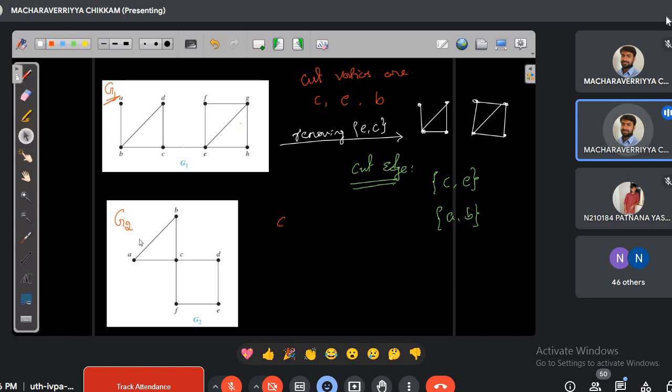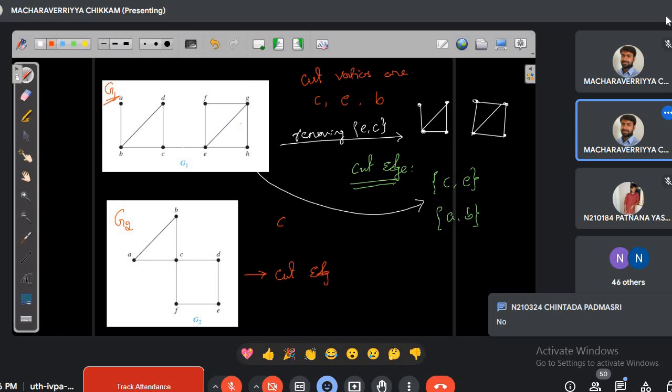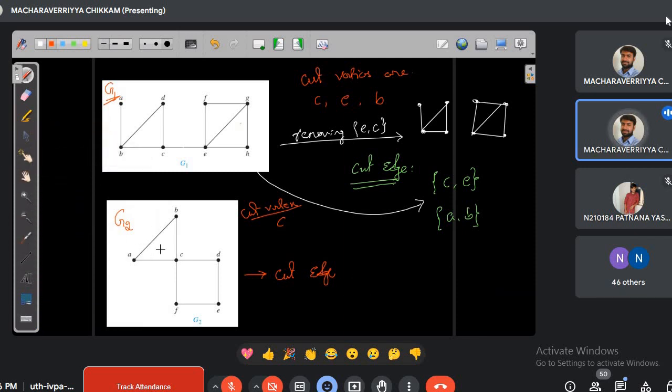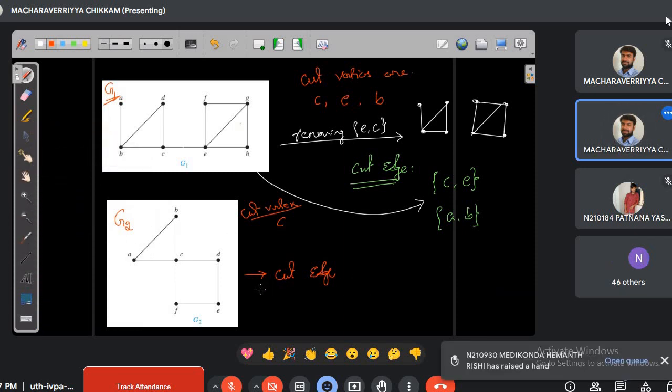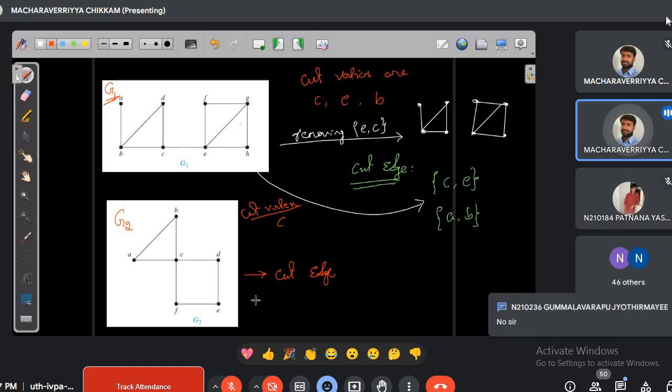So how about G2? Does it have any cut edge? So when it comes to the first graph, you are saying the cut edges are these. All right, fine. So how about G2? Does it have any cut edge? This is a cut vertex. No, if you remove any edge here, it does not become disconnected. Therefore, it has no cut edge.